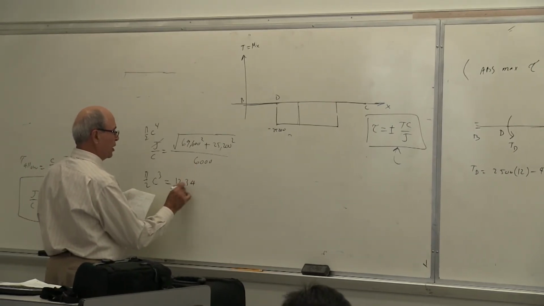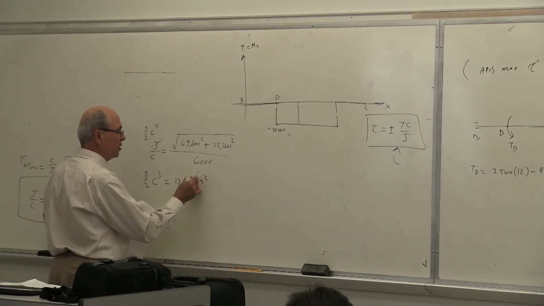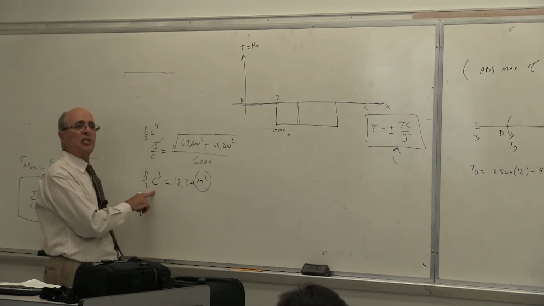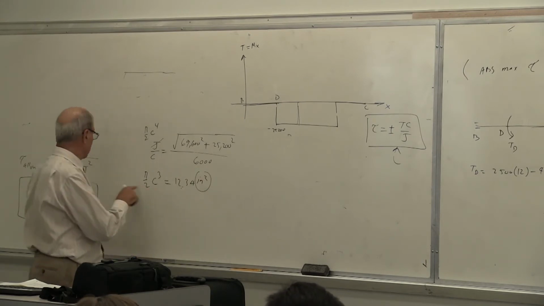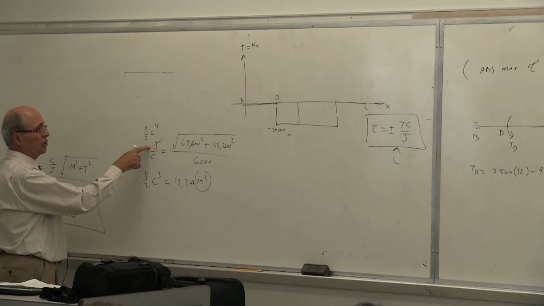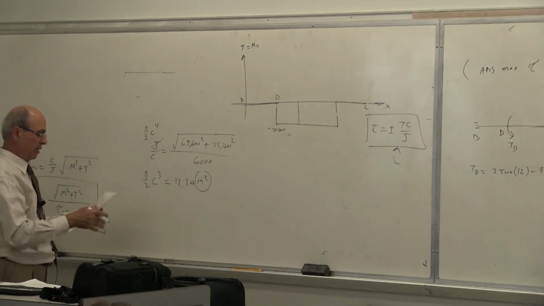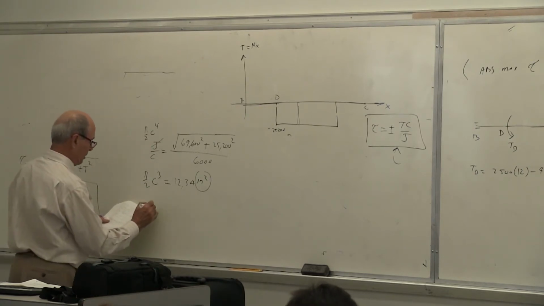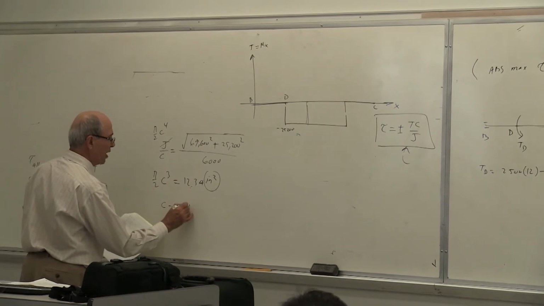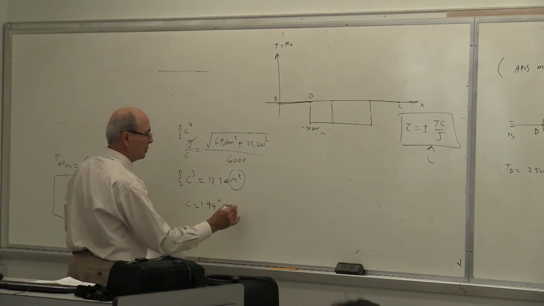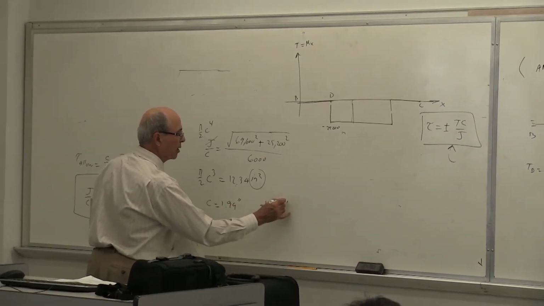12.33 inch to the power of 3. Why inch to the power of 3? Because this is C to the power of 3, because J over C, J is inch to the power of 4 divided by inch. Anyhow, you calculate the C, C becomes equal to 1.99 inches. Of course, you go in the market, you get a diameter of 4 inch.